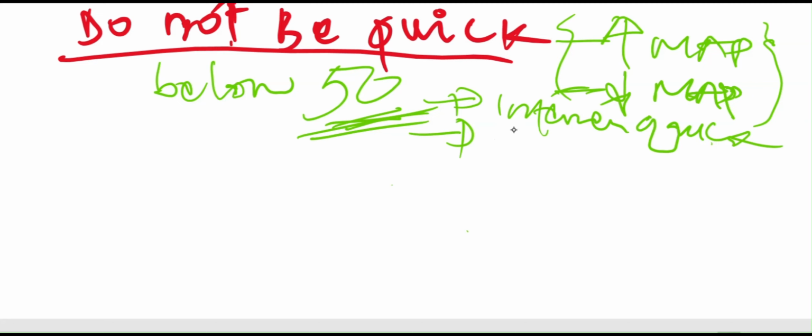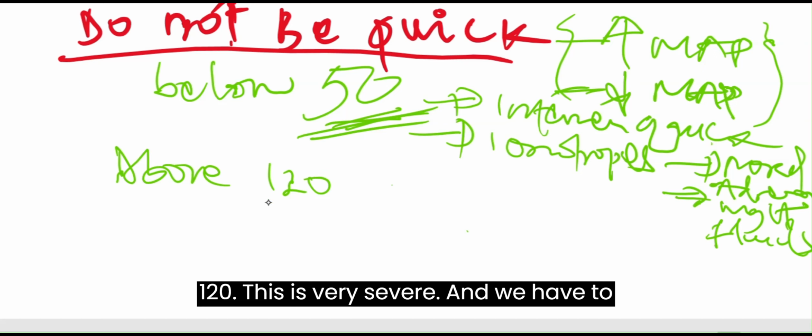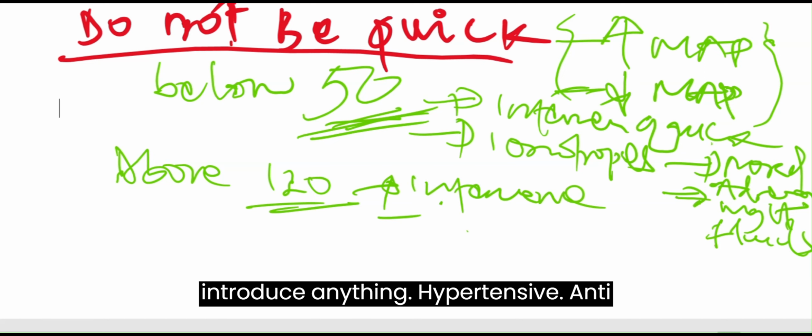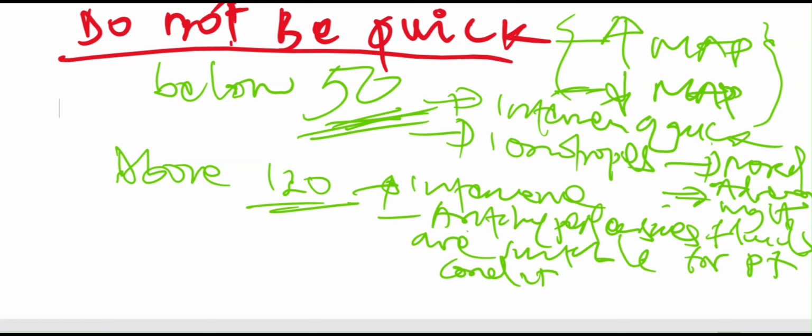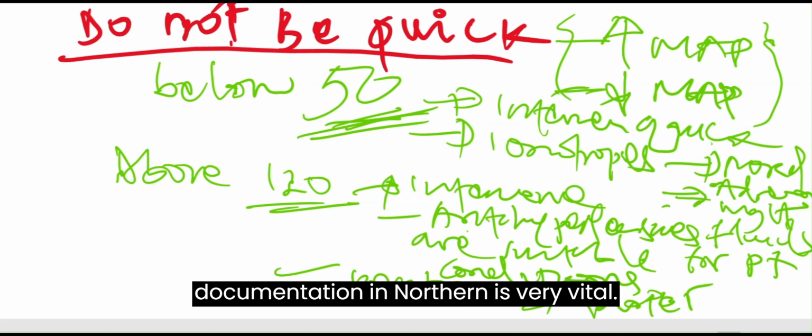Possibly in most settings, we introduce inotropes like noradrenaline, adrenaline, and other management like fluids. And if your MAP is above 120, this is very severe, and you have to think on how to intervene. We could introduce antihypertensives that are suitable for the patient's condition. Also, things like positioning and proper documentation in nursing. Proper documentation in nursing is very vital.